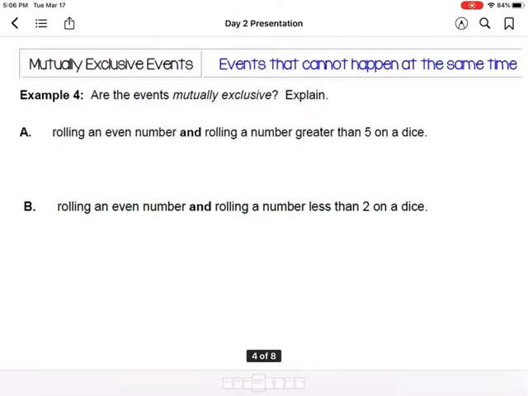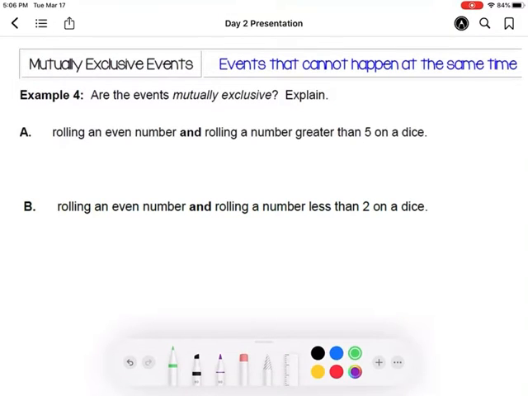Okay, so now we're going to talk about this idea of being mutually exclusive. Mutually exclusive are events that cannot happen at the same time. So if you think about your Venn diagram, that means that there's no overlap whatsoever. So are these events mutually exclusive? Explain. So again, I'm just going to highlight: cannot happen at the same time.